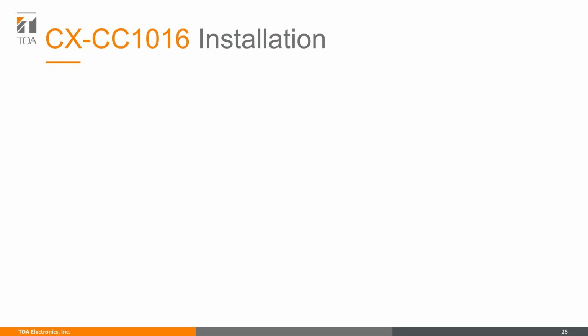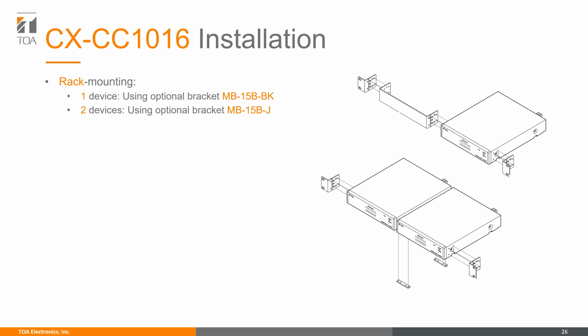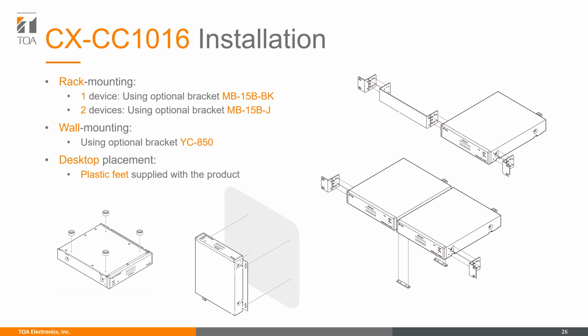For rack mounting, you have 2 options with this 1U sized unit. Option 1 is using the optional MB15B-BK, including a blank panel, or using the MB15BJ to connect 2 compatible devices together. This could be another control interface, the system manager, or another TOA half-rack space product. Wall mounting is also possible using the optional YC850, and desktop placement is possible using the supplied plastic feet.